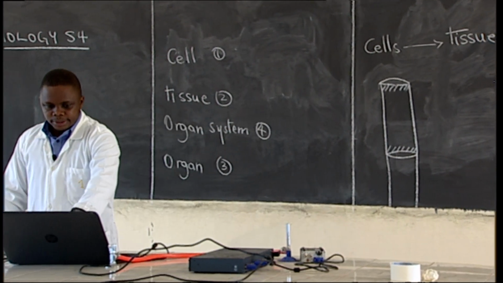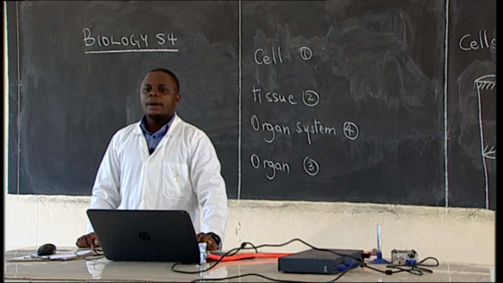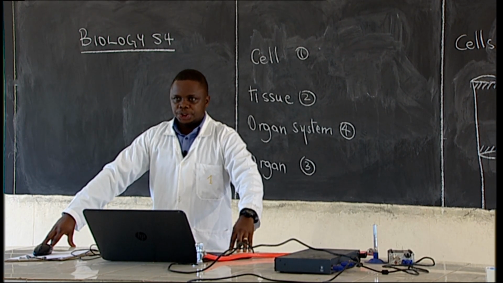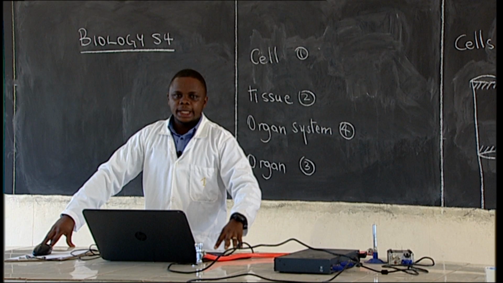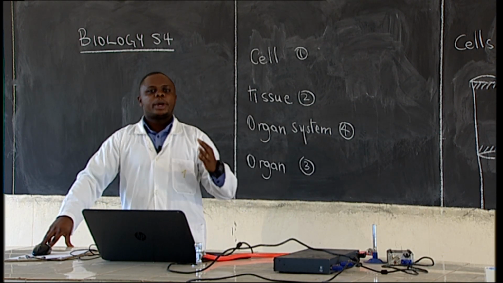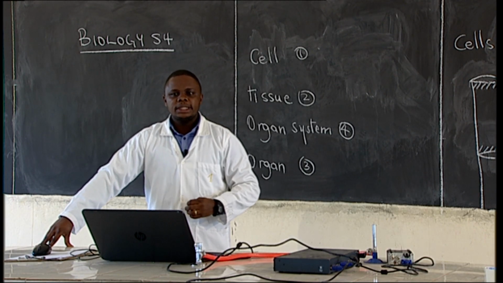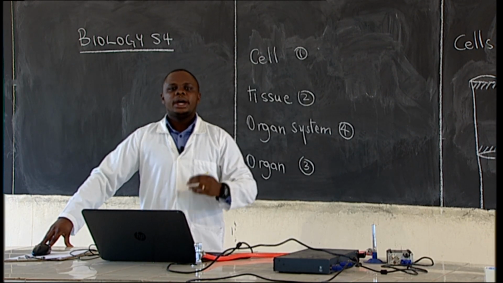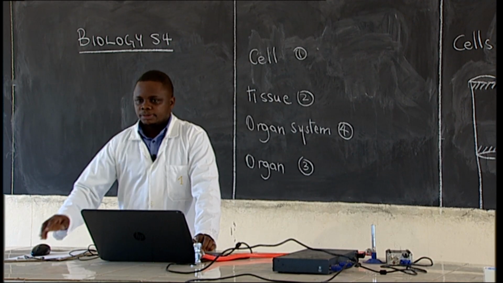Then from there, let us talk about functions of meristematic tissues. After seeing where they are located and their role in primary and secondary growth of the plant, let us see their main function.